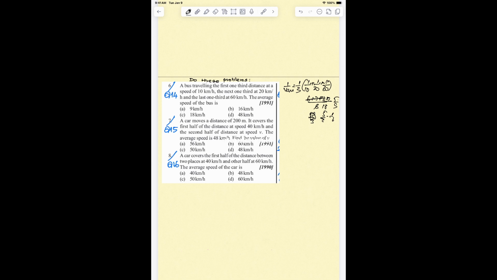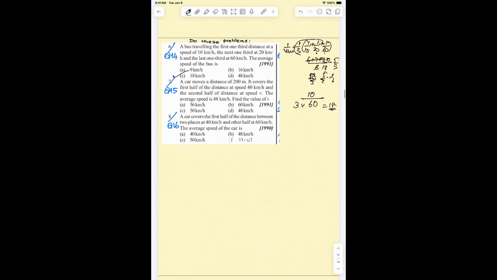No, let me just do it again. What we have got is one third of (1/10 plus 1/20 plus 1/60). Therefore, now the LCM is 60. This is going to be 6 plus 3 plus 1, which is 10. 10 by 60 into 3, therefore 180, so 18 is the answer. Next question. Did you get the 18 correctly? If not, just check your calculation.